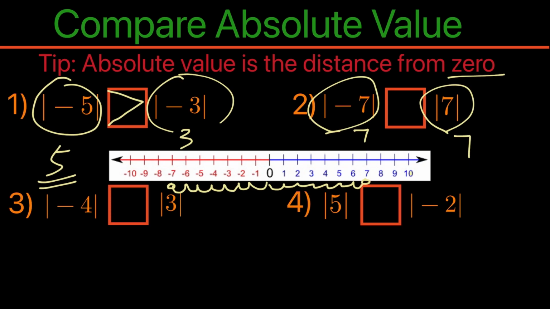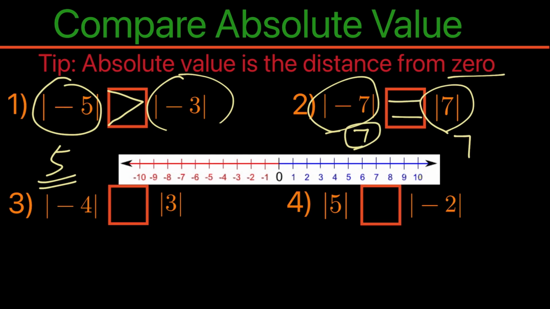And if you are not using a number line, you can simply remove the negative sign inside the absolute value and make it a positive 7 in this case. Since both are 7, the answer for number 2 is equal. Now for the third example, we have an absolute value of -4 and absolute value of 3.